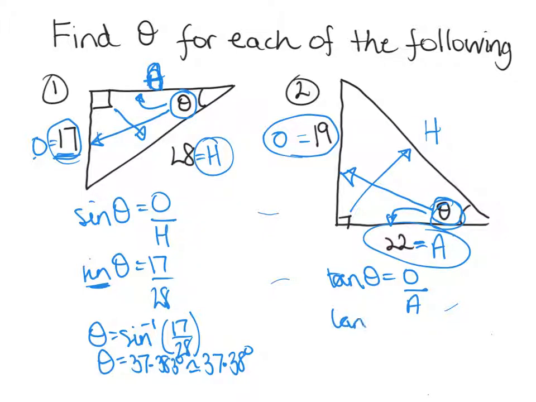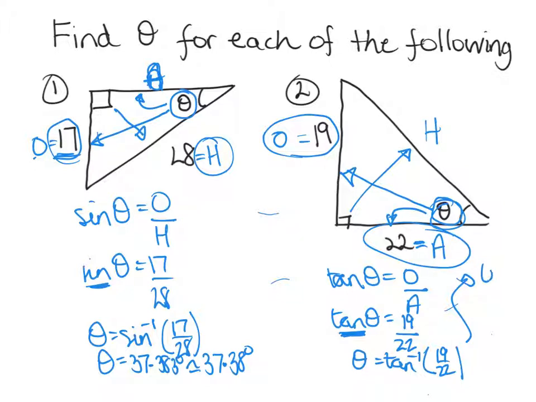So if we say tan of theta is equal to the opposite side, which is 19, over the adjacent, which is 22. Now, to use tan to be able to figure out an unknown angle, we'll say theta is equal to inverse tan of 19 over 22. Now, if you put that into your calculator, you should find it's equal to 40.815. Now we'll round this to just 2 decimal places, 40.82.